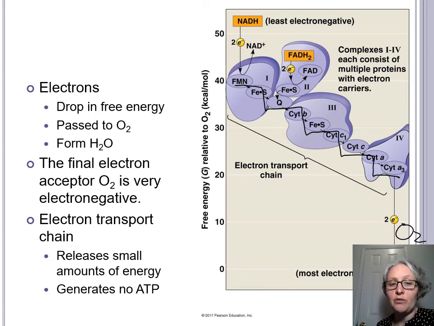Once they bind with oxygen, they'll then form water. The electron transport chain is not making any ATP. What the electron transport chain is doing is releasing energy in those poofs, those small, manageable amounts.